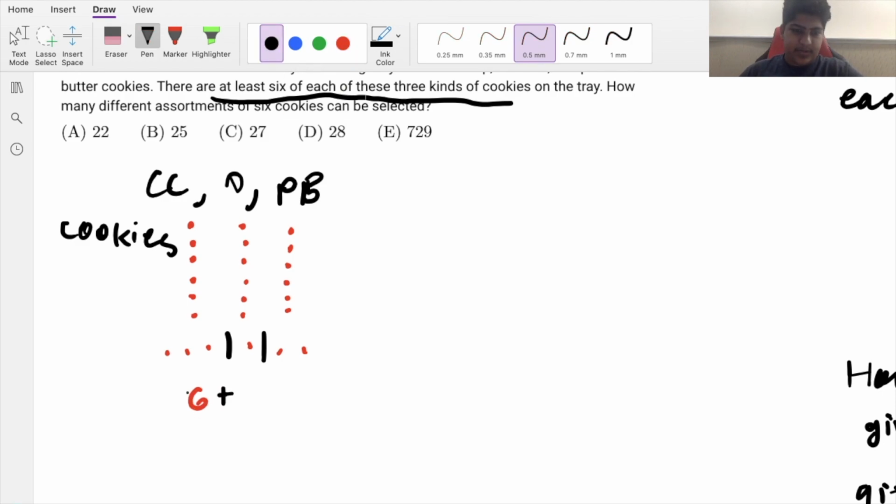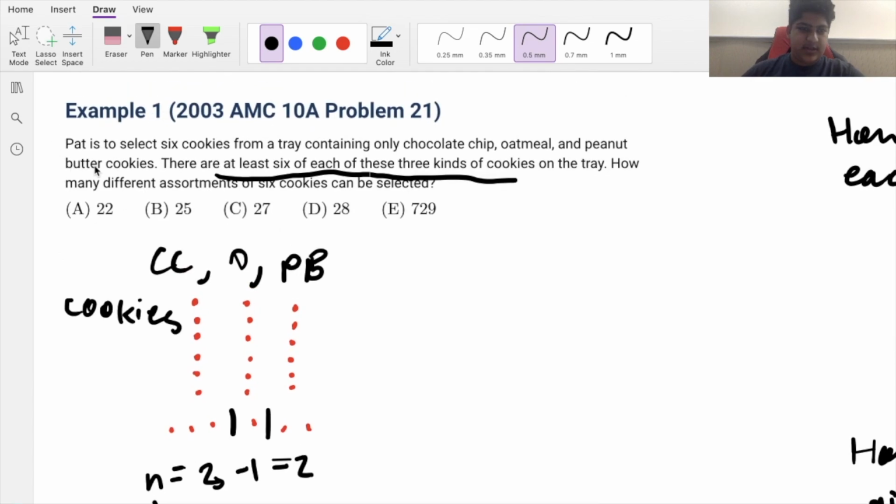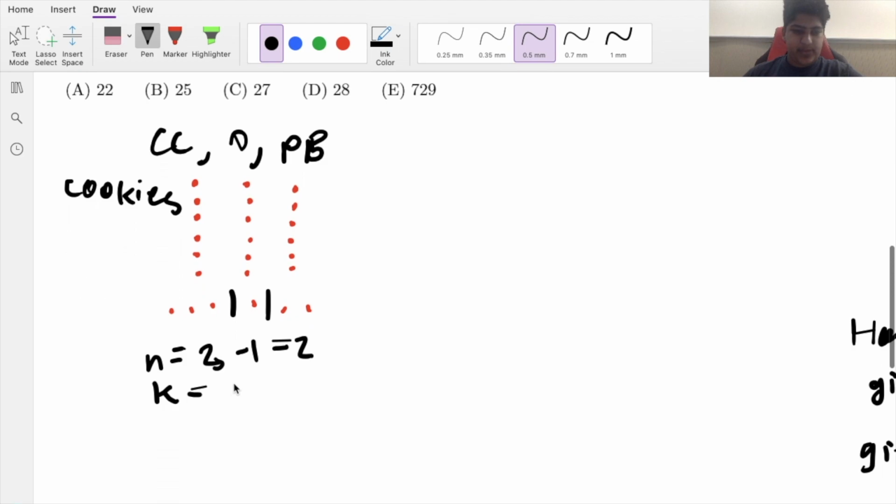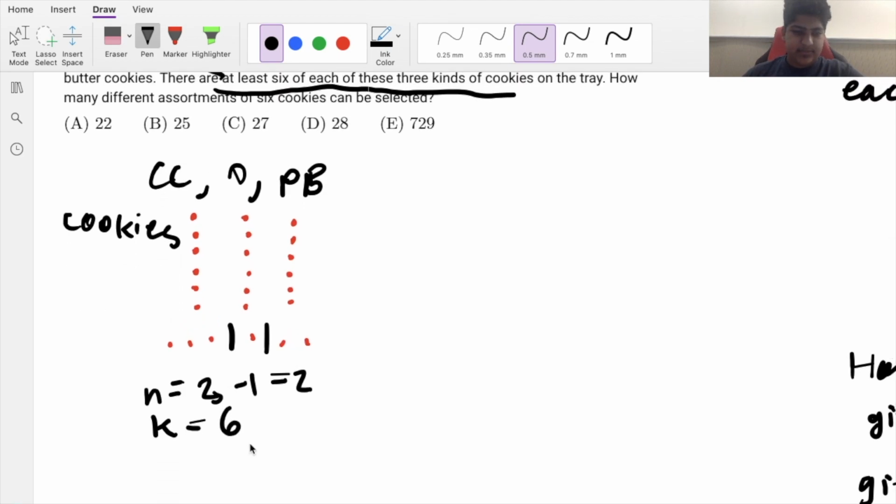So, from our stars and bars, there's 6 cookies, right? And so let's first find n, of course. n is equal to 2, right? Because we have 3 minus 1, since there's 3 types of cookies, and we always subtract 1. Now, what's k? K here is the number of cookies we choose. Here we select 6 cookies, so k is equal to 6.